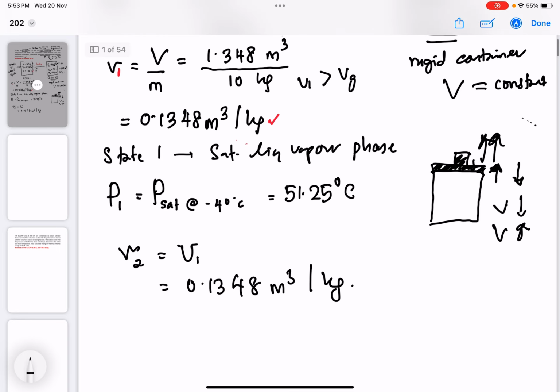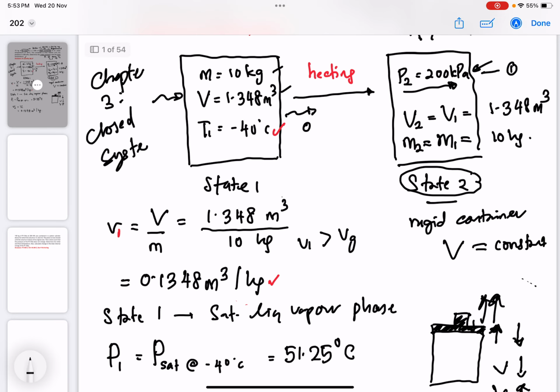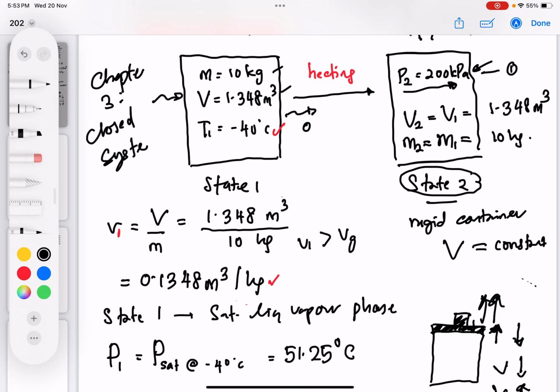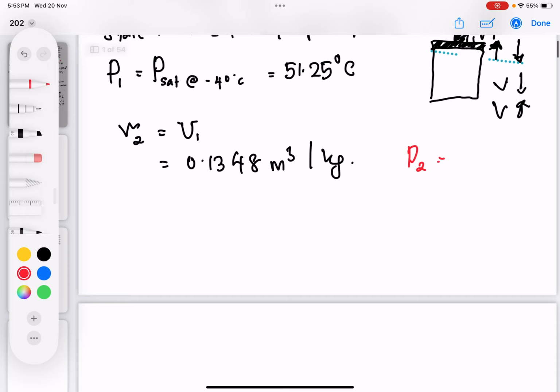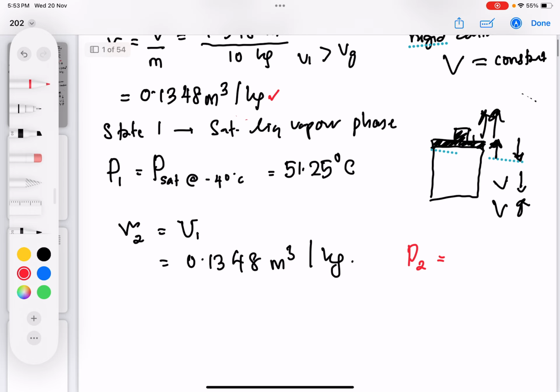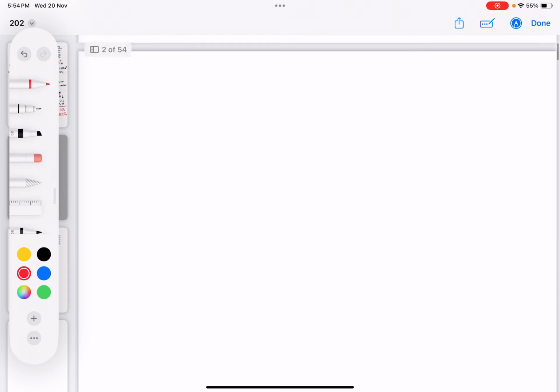So now I already have 2 pieces of information instead of 1. Before this, I only had a pressure, but by knowing only 1 property, I cannot really use the steam table. But now I have 2: pressure at state 2 equals 200 kilopascal, and specific volume at state 2 equals 0.1348 meter cubed per kg. So by knowing these two, I can use my steam table.